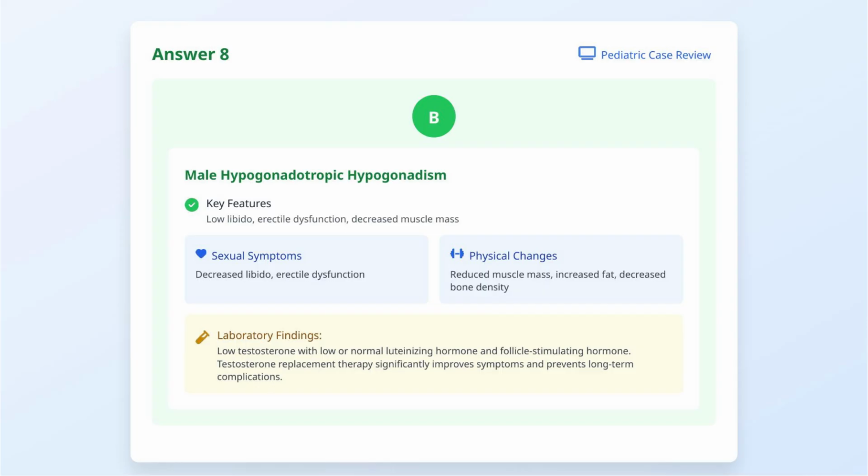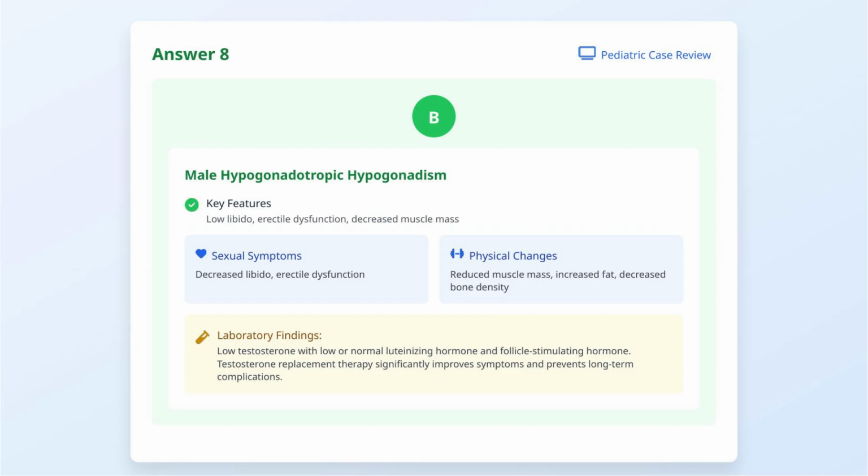Gonadotropin deficiency in men presents with decreased libido, erectile dysfunction, reduced muscle mass, increased body fat, and decreased bone density. Laboratory findings show low testosterone levels with inappropriately low or normal luteinizing hormone and follicle-stimulating hormone levels.